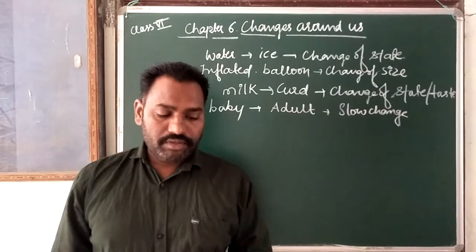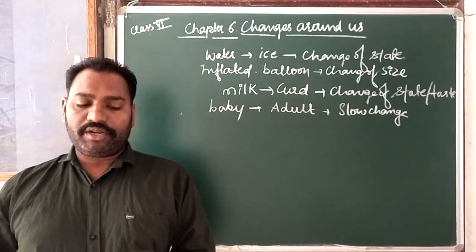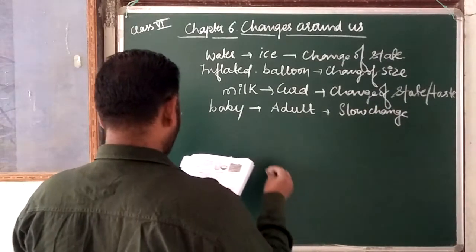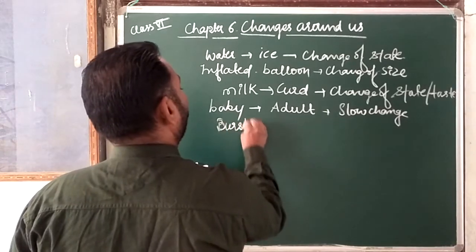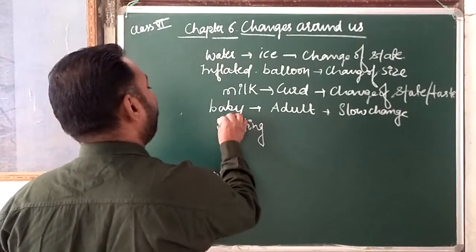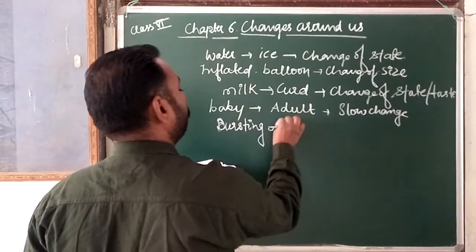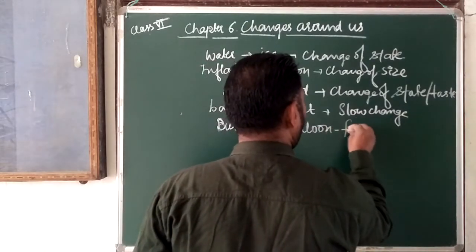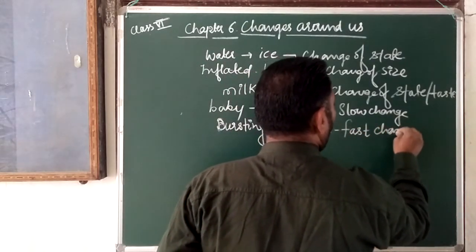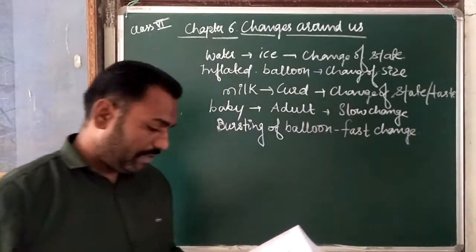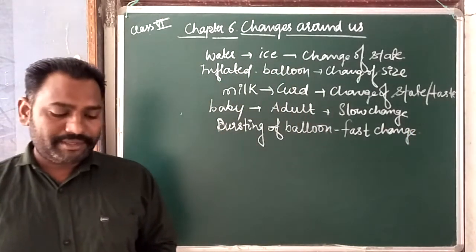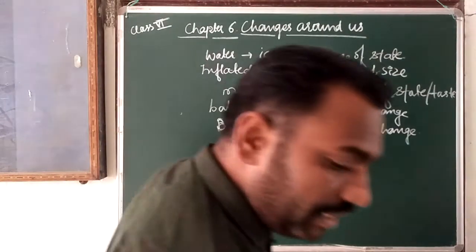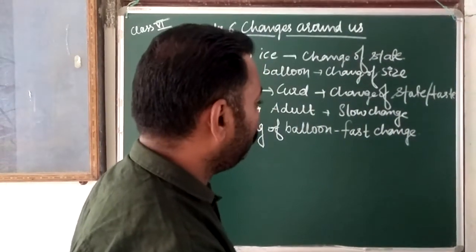Rusting of iron and germination of seeds take place in a few days. Bursting of a cracker and bursting of a balloon, this is a fast change. Bursting of a balloon is a fast change. So these are just examples. These changes take place instantly, within a few seconds. These are changes you can generally see in your locality or in nature.